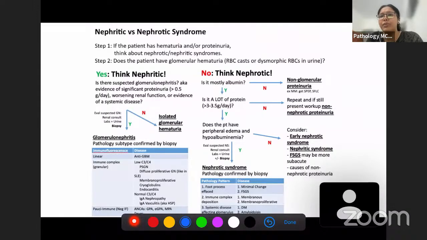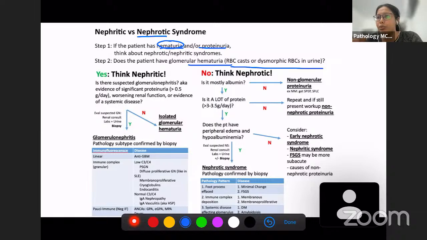So here we have a stepwise approach for nephritic syndrome versus nephrotic syndrome. If the patient has hematuria and or proteinuria, remember, whenever you get a clinical case with hematuria, always think of nephritic syndrome. Does the patient have glomerular hematuria, that is, RBC positive, dysmorphic RBCs in the urine? So yes, if the patient has hematuria, you're thinking of nephritic syndrome, right? So there's going to be glomerular nephritis. So what are the types of glomerular nephritis which are associated with hematuria or nephritic syndrome?